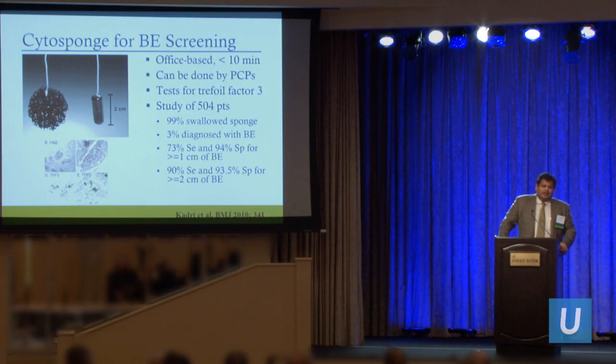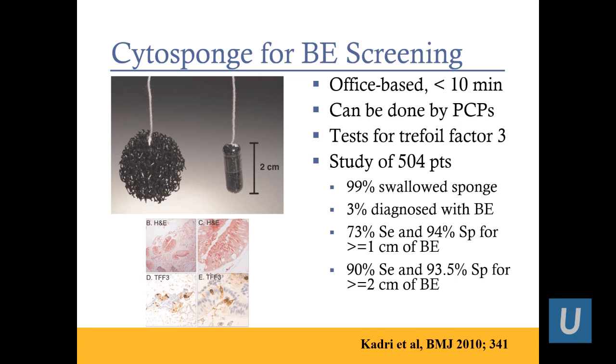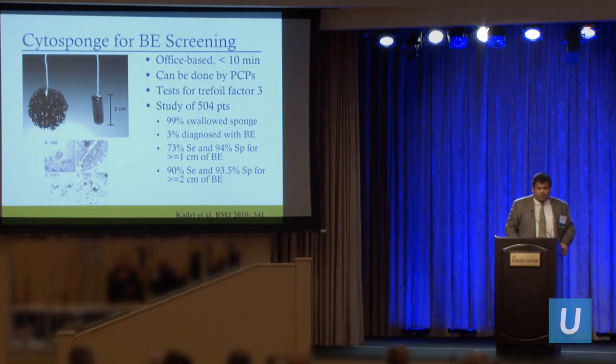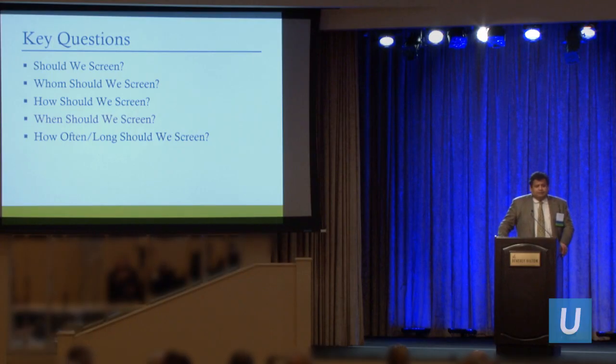So the Cytosponge is basically a pill with a string on it. It's a cell acquisition device. You can do it in the office. It can be done by PCPs. In England, they did 504 patients. 99% were able to swallow it. 3% were diagnosed with Barrett's, which is comparable to what we'd expect here. And for 2 centimeters or more of Barrett's, it had a sensitivity of 90% and a specificity of 94%. So overall, pretty good. This may be a potential low-cost way to screen a larger population.